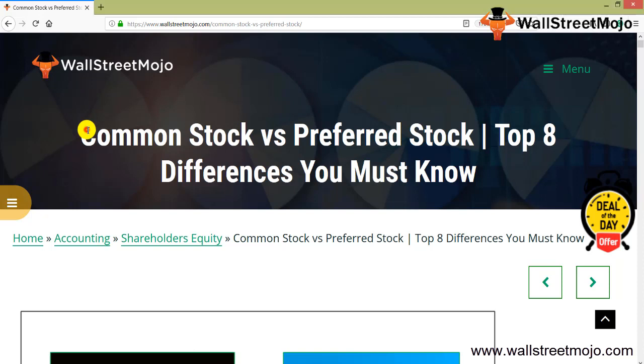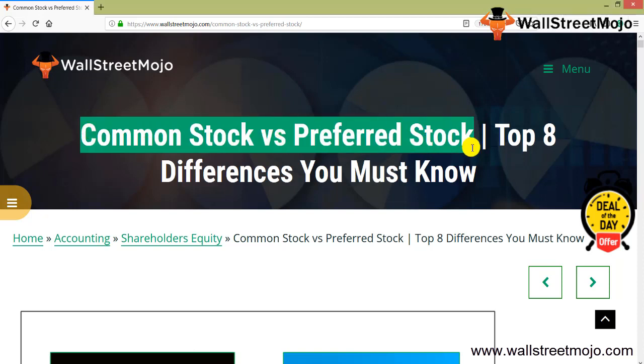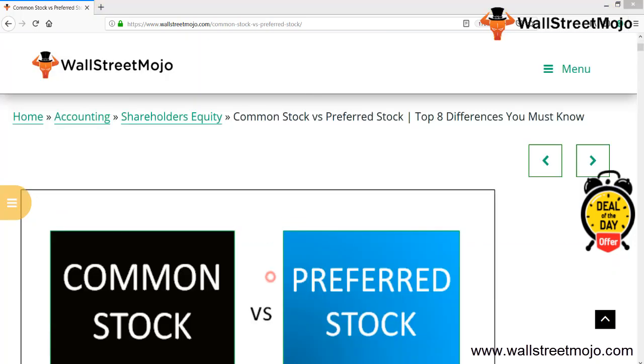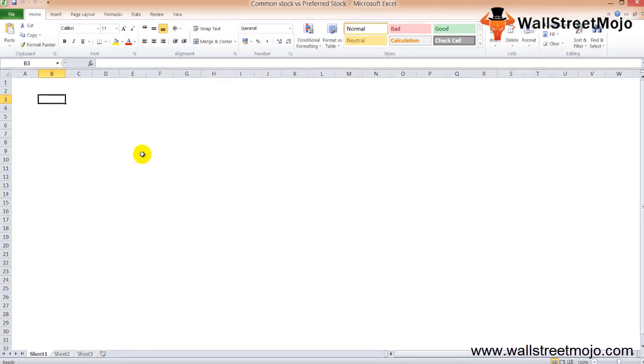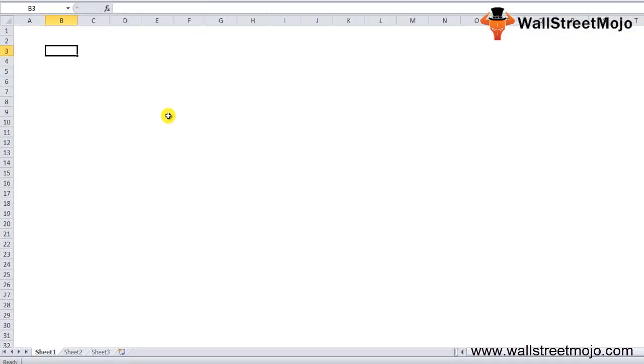Friends, today we have a concept which is common stock versus preferred stock. We're going to understand the top 8 differences, and you should absolutely know that. To begin with, when a business needs more money to invest in its growing business, it can opt for issuing shares, and issuing shares can be of two types. The first is common shares, and the other is preferred shares.